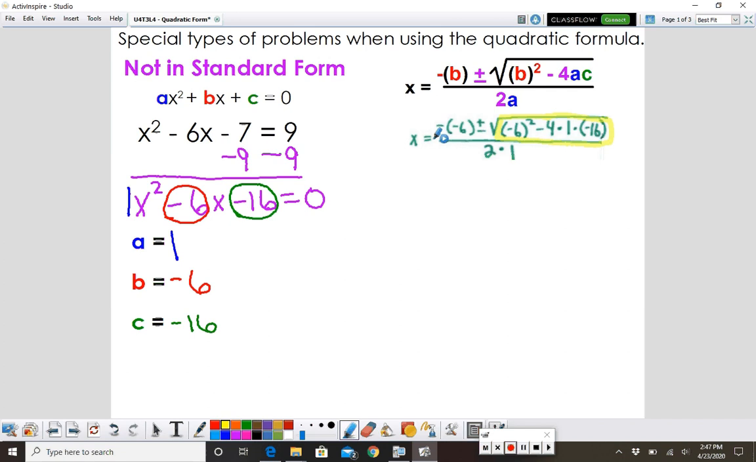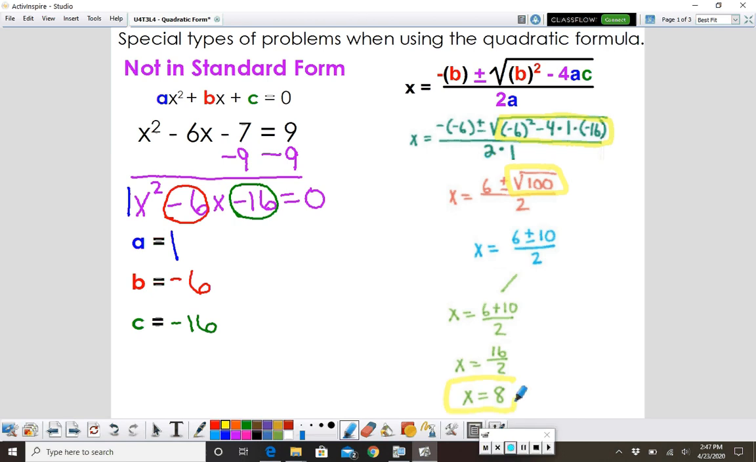We're going to leave our square root symbol there, and we're just going to do this part underneath it. And when we do that, we get 6, because negative 6 is positive 6, plus or minus the square root of 100 divided by 2. Next, we're going to do our square root of 100. Square root of 100 is 10, so we get 6 plus or minus 10 divided by 2. And then we're going to solve each of these, one for the plus 10 value and one for the minus 10. So 6 plus 10 is 16. 16 divided by 2 is 8, so one of our solutions here is 8. And then we'll do 6 minus 10, which is negative 4. Negative 4 divided by 2 means my other solution is negative 2. Okay, so that's one of our special scenarios.